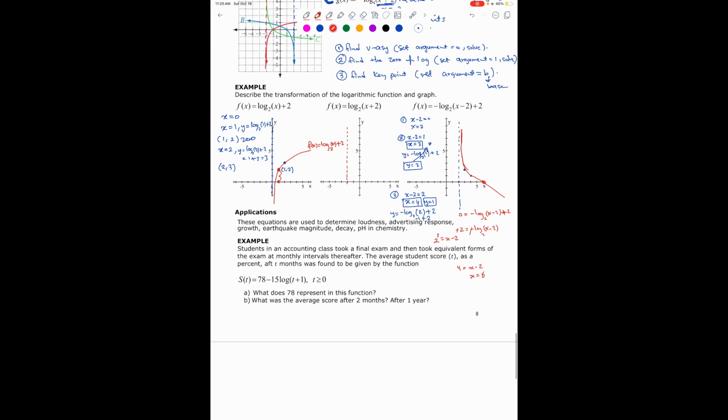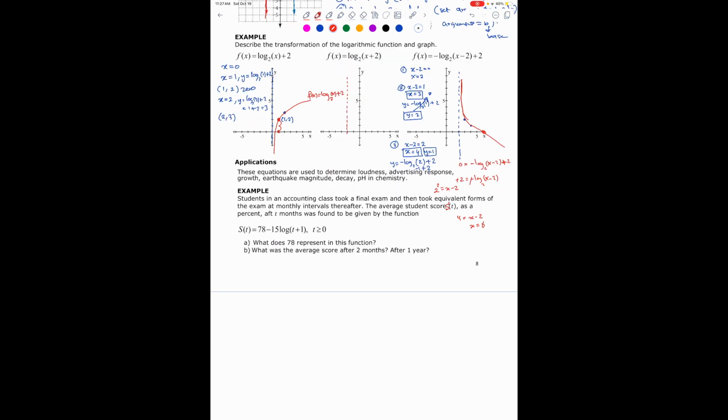Last but not least, applications. These equations are used to determine loudness, advertising response, growth, earthquake magnitude, decay, pH in chemistry. Example: students in the accounting class took a final exam and then took equivalent forms of the exam at monthly intervals thereafter. The average student score, S of t, as a percent after t months was found to be given by the function S of t equals 78 minus 15 log base 10 of t plus 1, such that t is greater than or equal to 0. What does 78 represent in this function?